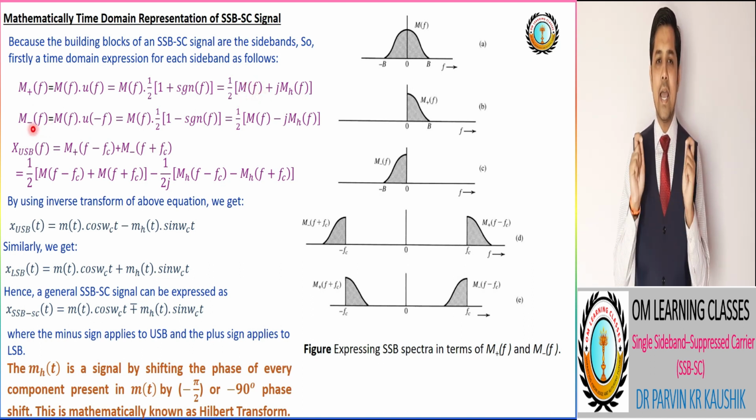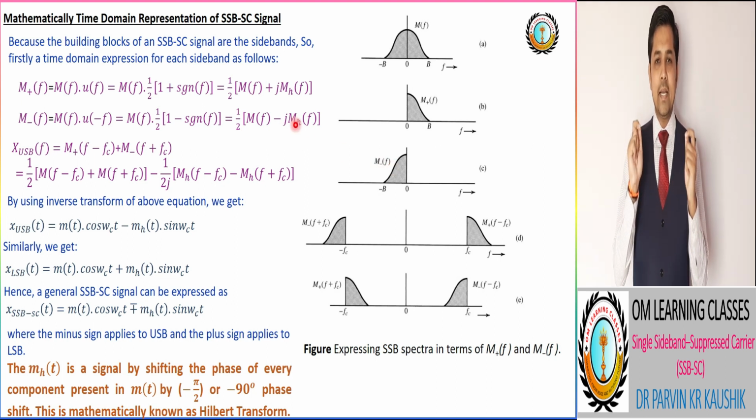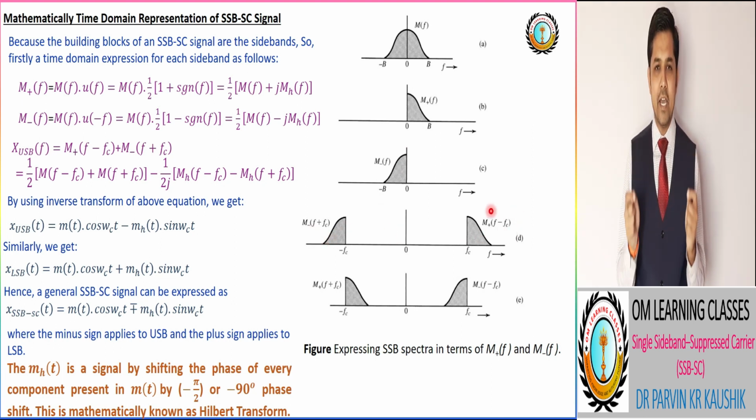Similarly, we get M negative (f), which is equivalent to M(f) multiplied by U(minus f), and that is finally equivalent to 1/2 (M(f) minus j M_h(f)). Now, by considering M positive (f) and M negative (f), we can get our upper sideband signal, X_USB(f), which is equivalent to M positive (f minus fc) plus M negative (f plus fc).